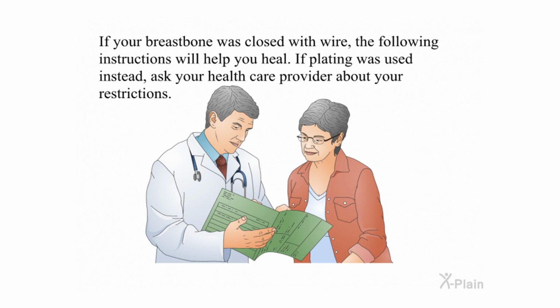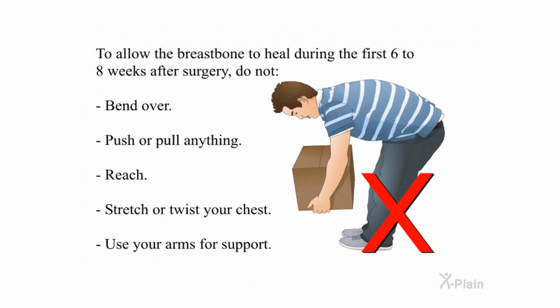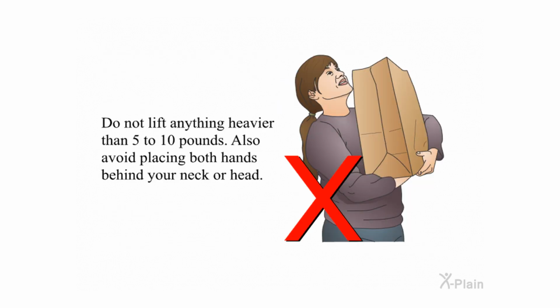Sternal precautions. If your breastbone was closed with wire, the following instructions will help you heal. If plating was used instead, ask your healthcare provider about your restrictions. To allow the breastbone to heal during the first 6 to 8 weeks after surgery, do not bend over, push or pull anything, reach, stretch or twist your chest. Use your arms for support. Do not lift anything heavier than 5 to 10 pounds. Also, avoid placing both hands behind your neck or head.